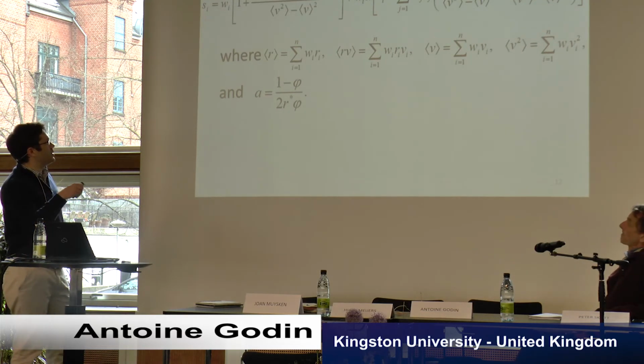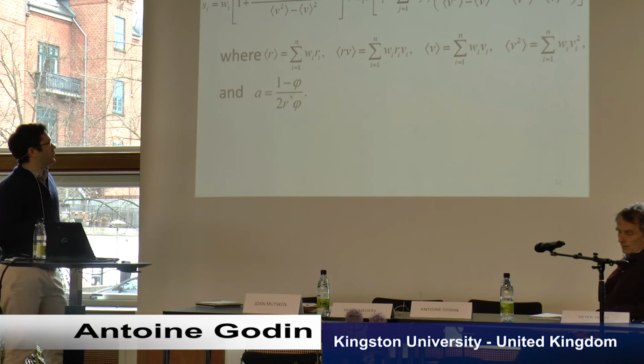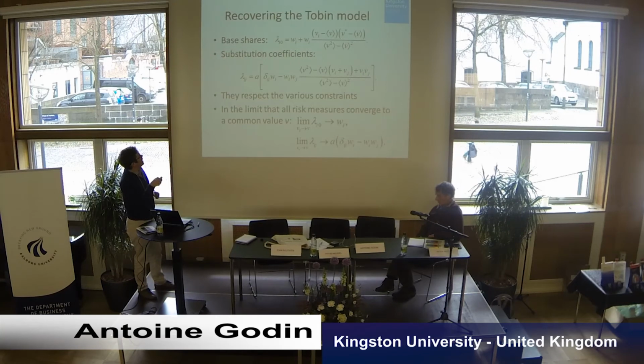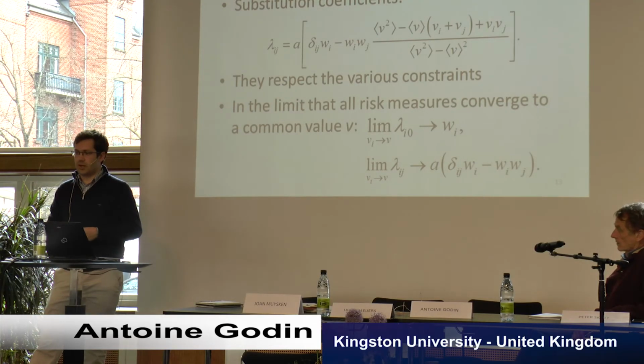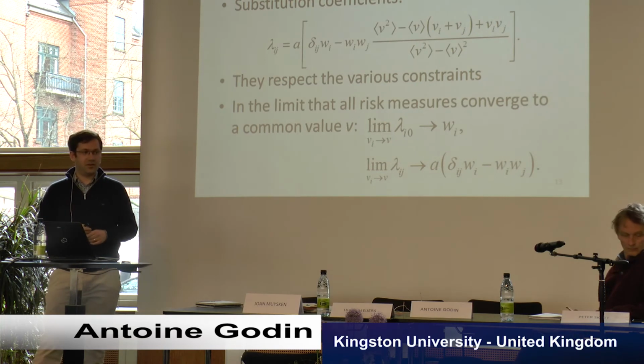So we use the notation here to express a weighted sum, and A is equal to this term which depends on how much you're willing to change your portfolio. And so we have the formulation here from lambda I0 and lambda Ij's, and they respect the various constraints. On top of that, when risk tends to a unique value, then the lambda I0s tend to WI, which is the one we had in the beginning, and the lambda Ij tend to the equation we had written in the first place when we had indistinguishable assets. So we're quite happy about it.